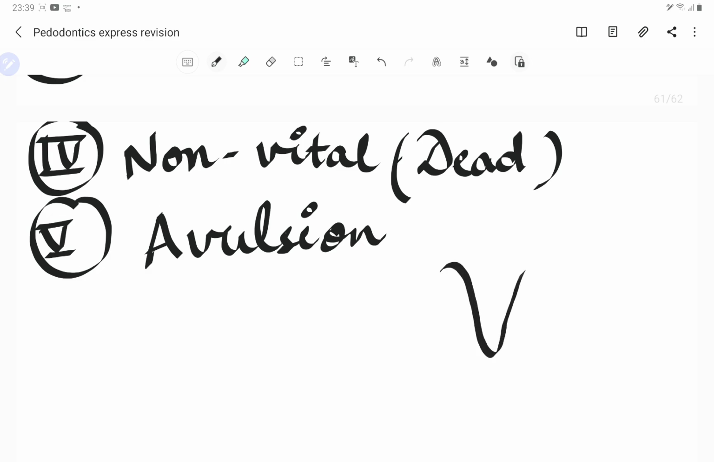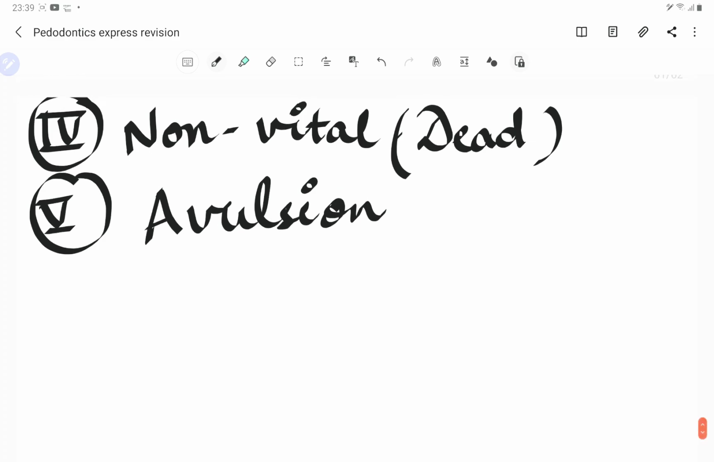So now you see, this was a socket. Earlier there was a tooth in here like this. Now what happens during the traumatic injury is there is complete loss of the tooth from its socket. So there is no tooth present anymore. This situation is what we call avulsion, or we also call exarticulation.